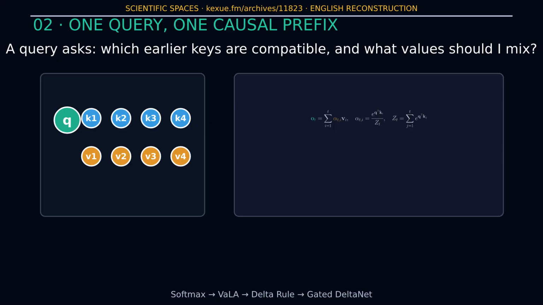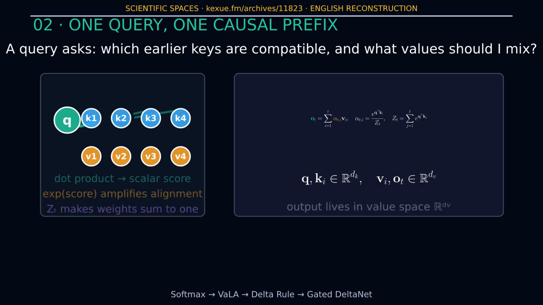A dot product is a scalar compatibility score. The exponential makes larger scores dominate. The denominator makes the weights add to 1. If keys and queries live in R^dk and values in R^dv, then the output also lives in R^dv.